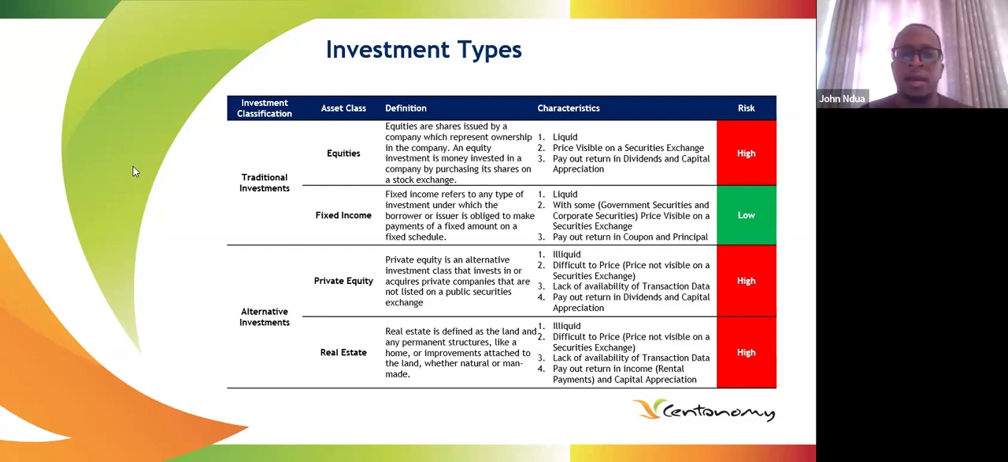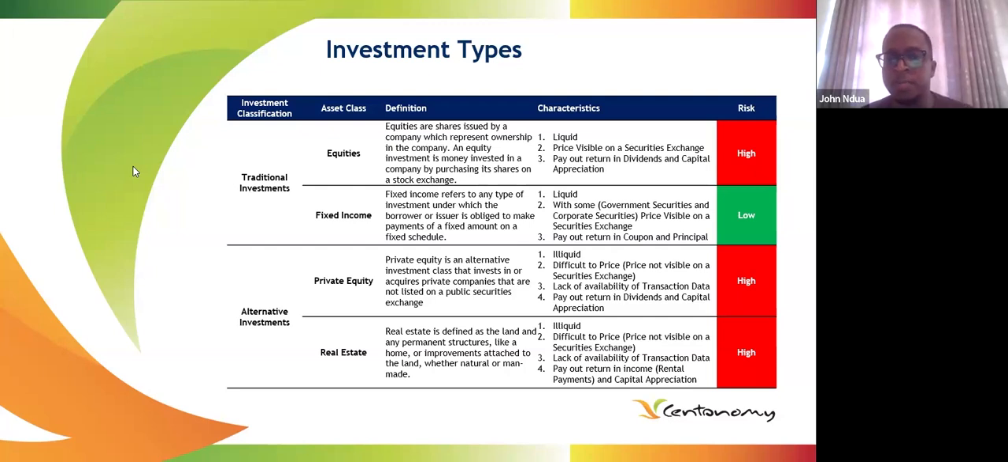So the second major asset class in traditional investment is fixed income. So what is fixed income? Fixed income is basically an investment under which the person who is borrowing the money, also known as the issuer, is contractually obliged. There is a contract that is signed with regards to this particular fixed income security. They are contractually obliged to make payments of a fixed amount on a fixed schedule.